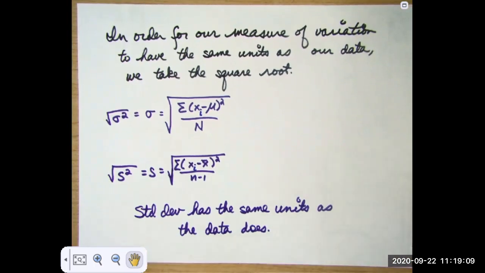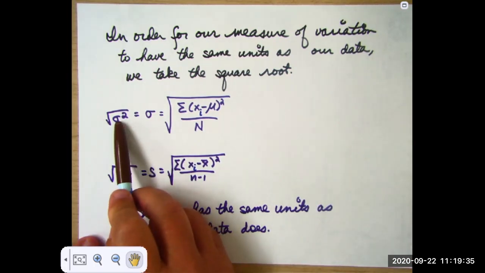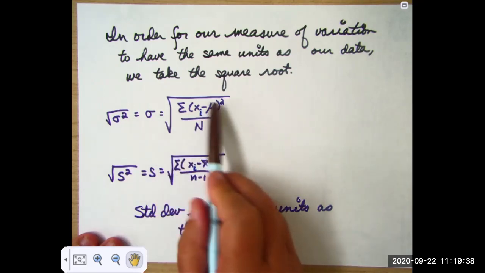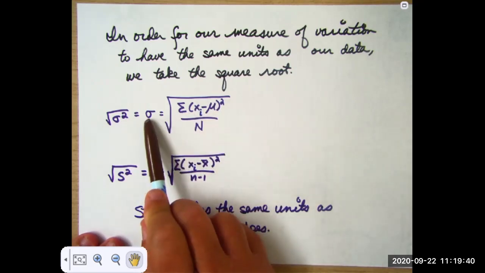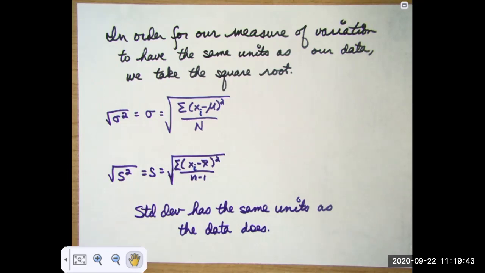So in order for our measure of variation to have the same units as our data, we take the square root. So if our data were in feet, variance would be in feet squared. We take the square root of that number and we get feet. Whatever our units are, our variance will be in units squared. We take the square root of it and we get units. So if we have a population variance, we take the square root of that population variance, and we're going to call that a standard deviation.